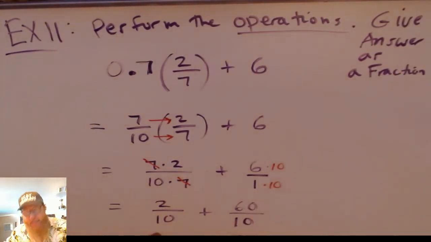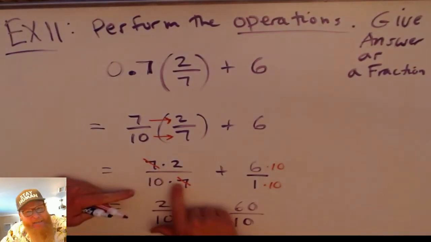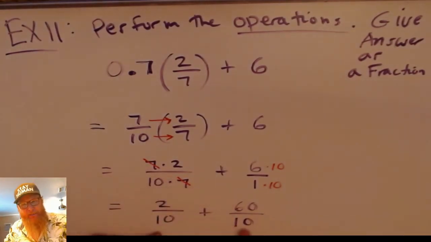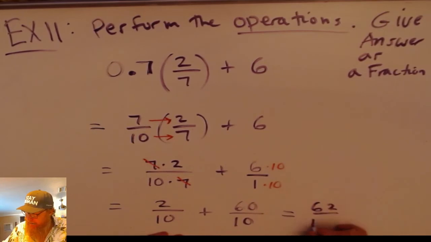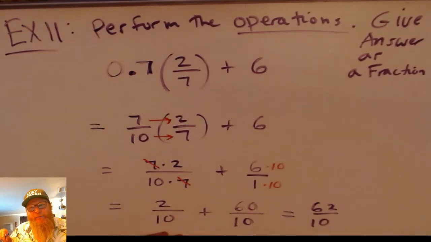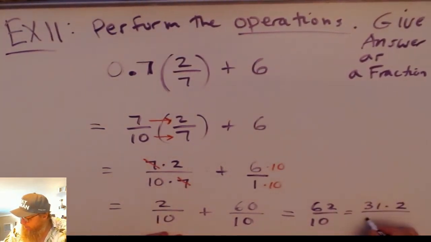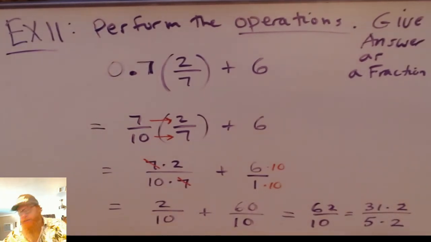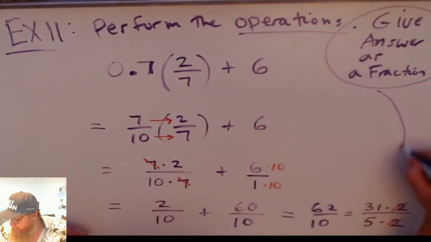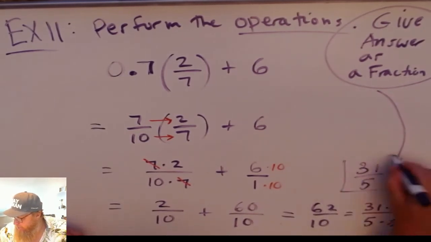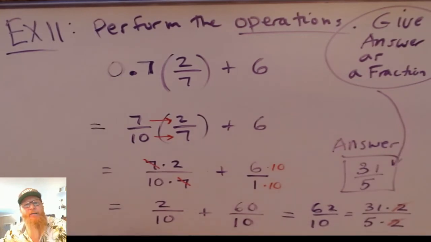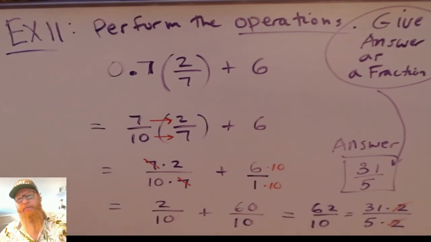You must have an LCD when you're adding. So I didn't need the LCD back here in the multiplication part, but I do need it now in the adding part. So finally, I'm going to get 62/10. And I said this earlier, if possible, you want to reduce that. It's possible, right? It's 31 times 2 and 5 times 2. Crossing off the 2s. Give the answer as a fraction. So the answer is 31/5. Don't give me a decimal if I don't ask for it. Don't give me a mixed number unless I ask for it. Just give me a fraction.